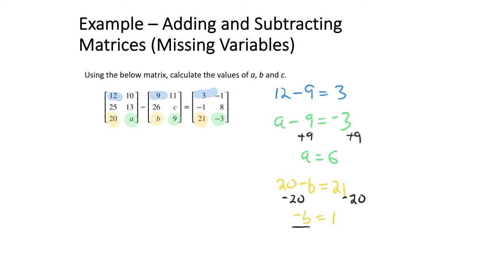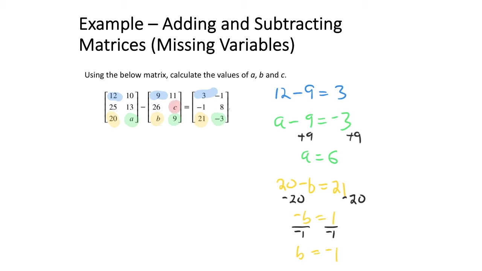So I can divide both sides by negative 1. So negative B divided by negative 1 will make it into a positive, and then 1 divided by negative 1 will be negative 1. So my B value is going to be negative 1, and I can check that 20 minus negative 1 is equal to 21.